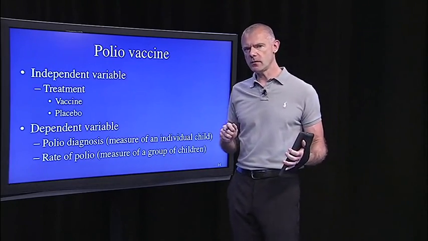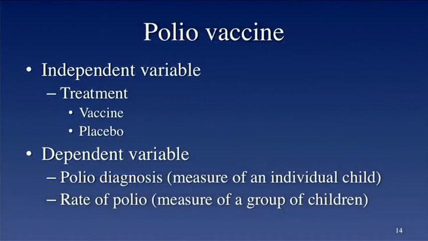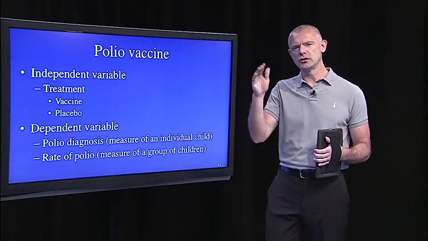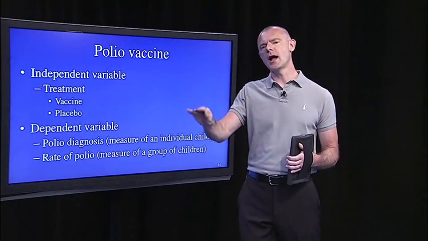The independent variable, again, was whether the child received a vaccine or whether they received a placebo. So the way that worked is a child would receive an injection, and one was a live vaccine, the other was just a control placebo. The dependent variable, we can think of this as being measured two different ways.